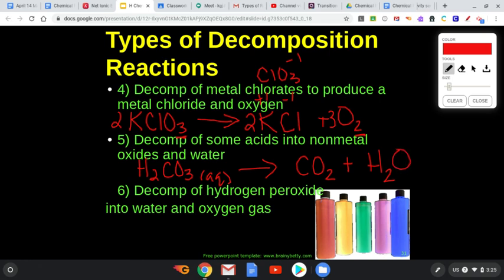The last type of decomposition reaction is a very specific one, and it is the decomposition of hydrogen peroxide into water and oxygen gas. Hydrogen peroxide is H2O2, and it will decompose into water and oxygen gas, O2, every single time. This is something that is probably most easily memorized. When you go to balance your equation, you will need a 2 in front of the hydrogen peroxide and a 2 in front of the water.